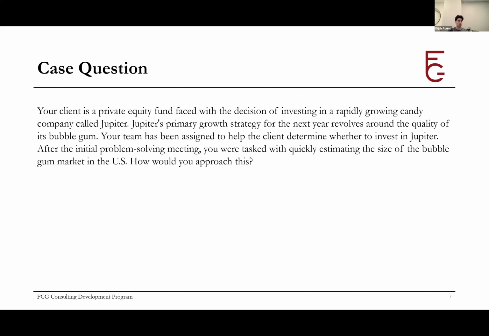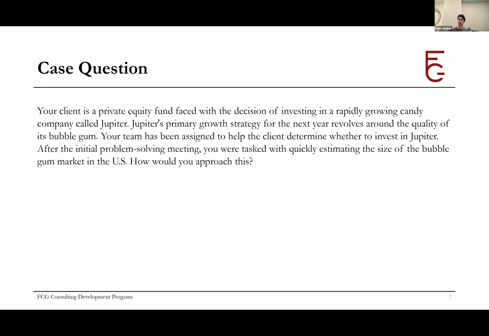This is our case question, and I'll be solving this, so no need to come off me. But if anybody has questions, make sure to stop me. Your client is a private equity fund faced with the decision of investing in a rapidly growing candy company called Jupiter. Jupiter's primary growth strategy for the next year revolves around the quality of its bubblegum. Your team has been assigned to help the client determine whether to invest in Jupiter. After the initial problem-solving meeting, you were tasked with quickly estimating the size of the bubblegum market in the US. How would you approach this?